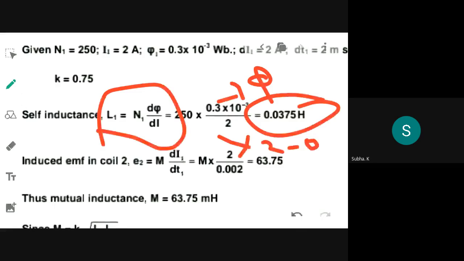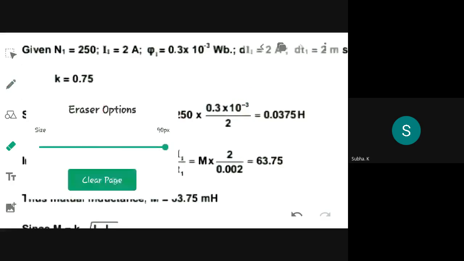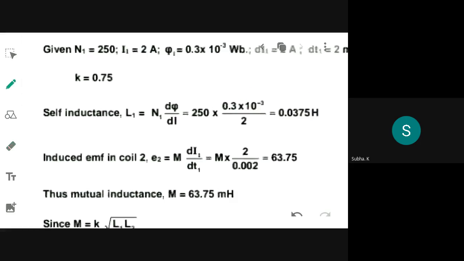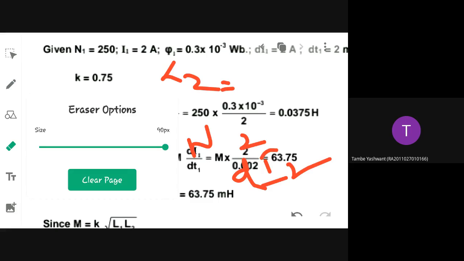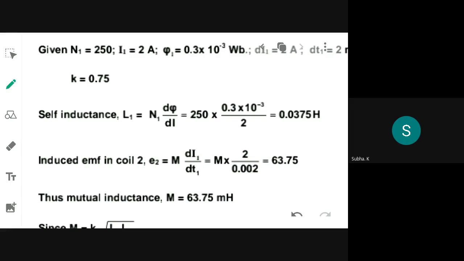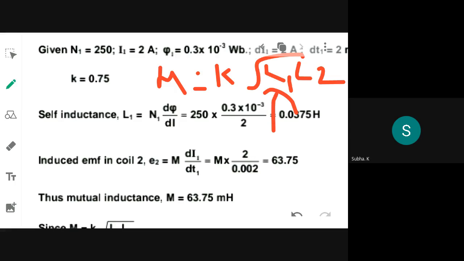Okay, next. L1 is found out, but you still don't know L2. So how will you solve for L2? You don't know N2, that is not known. You don't know di2, that is also not known. You don't know d phi 2. So how can we solve for L2? M is equal to K into root L1 into L2. Yes, M is equal to K into root of L1 L2 you can use, because you know the value of L1. K is given directly in the problem.